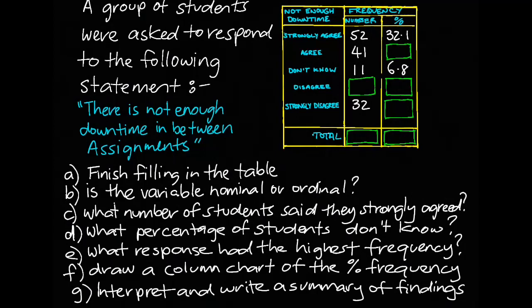E. What response had the highest frequency? F. Draw a column chart of the percent frequency. And G. Interpret and write a summary of the findings.